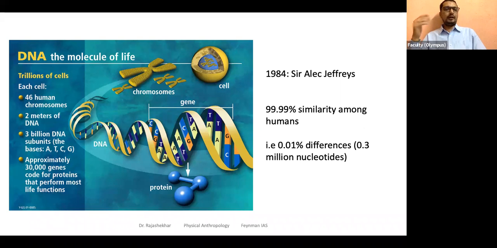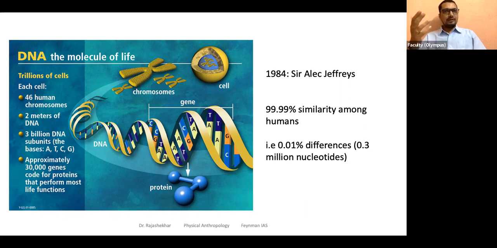So basically 30 lakhs differences may be there. That is enough differences. So our focus is on those differences. Our focus is not on those similarities that we have. We have enough differences that can be picked up by techniques, so we can identify a person as so and so. You will see it here in DNA fingerprinting and in applications.